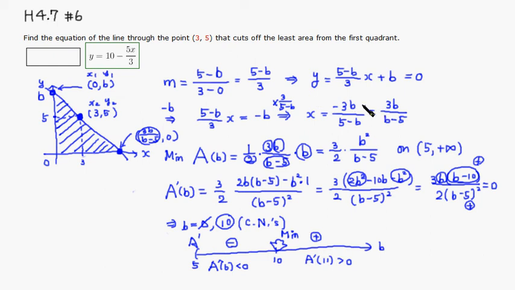So the equation we're looking for is here. So here's the equation. So we just have to plug in b equals 10. So y is equal to, right, 5 minus 10 is negative 5 over 3x. And the y-intercept is 10. So it's plus 10. Right? That's it. I hope that this was clear.